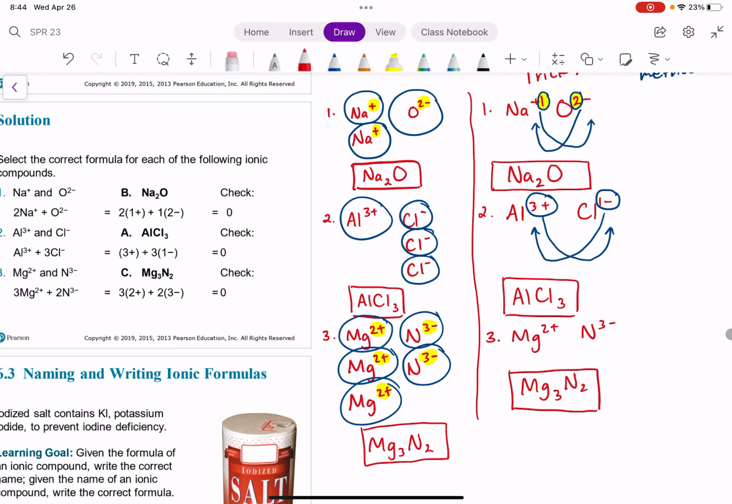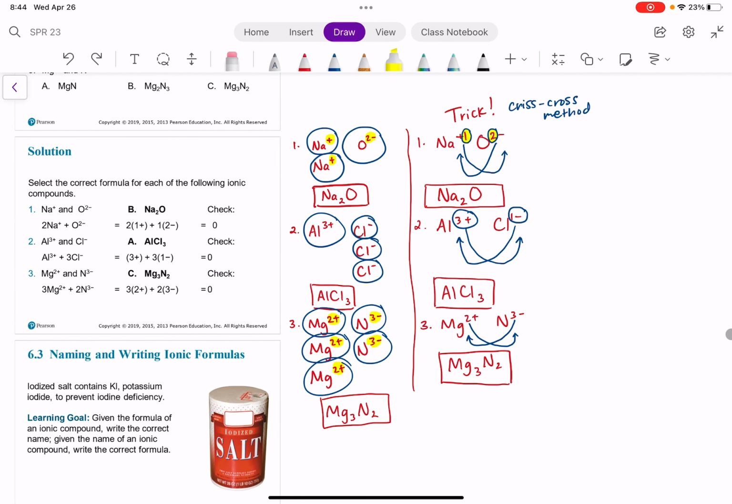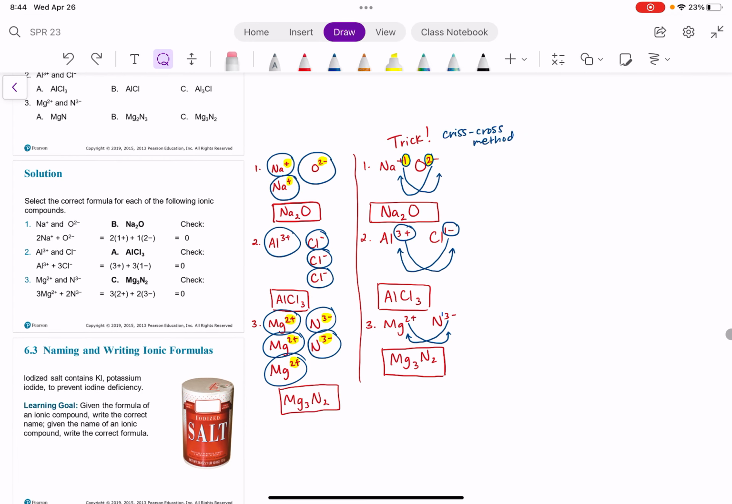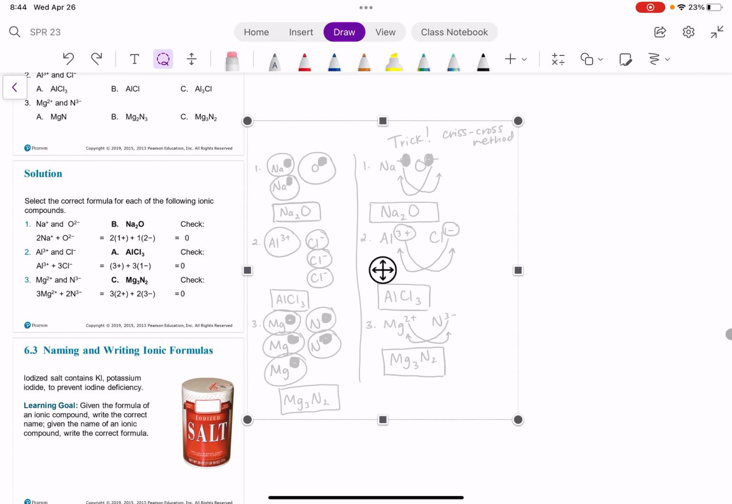Yeah, because we're going to take this number, crisscross it over here. We're going to take this number, crisscross it over here under the magnesium. So we get Mg3 from here, and N2 from this guy. Okay, I didn't put the charges because this is a neutral compound, not atom. So hopefully that trick makes it a little bit easier for you.